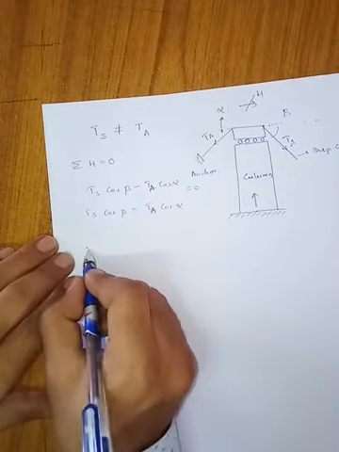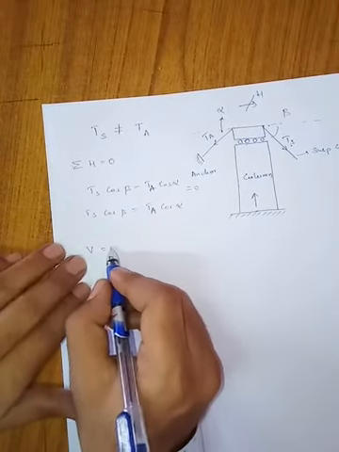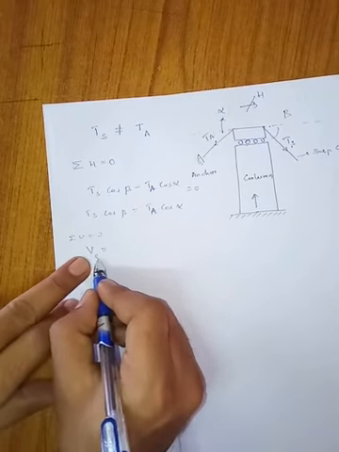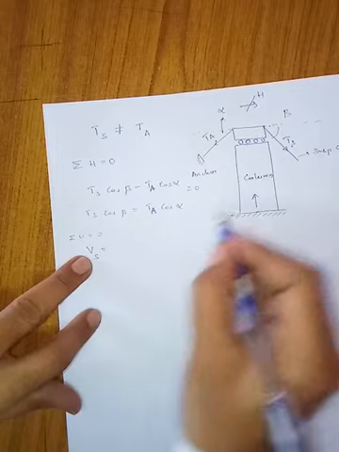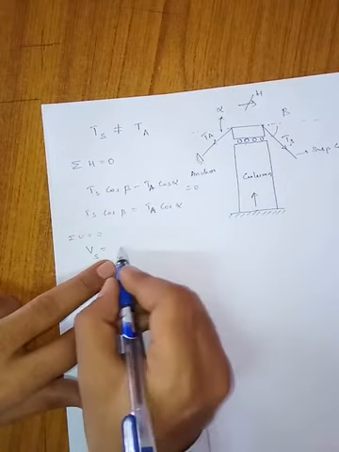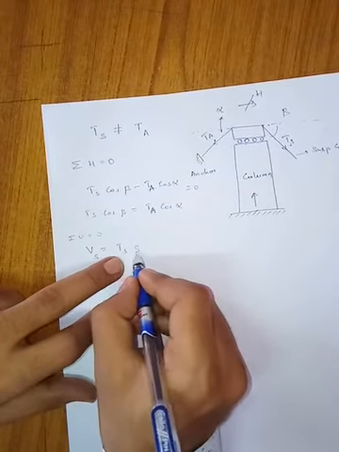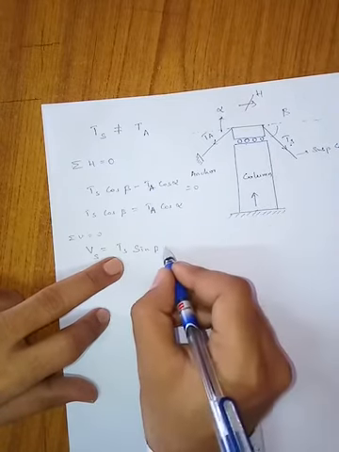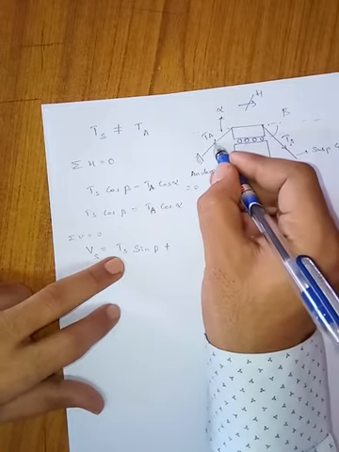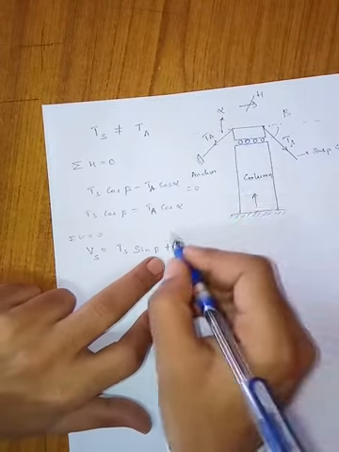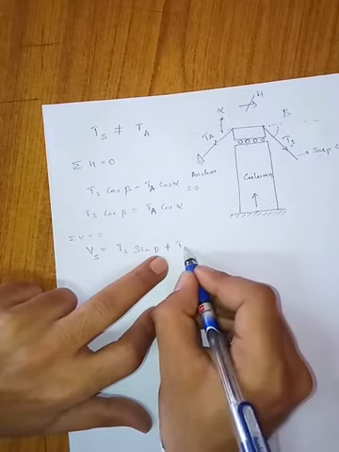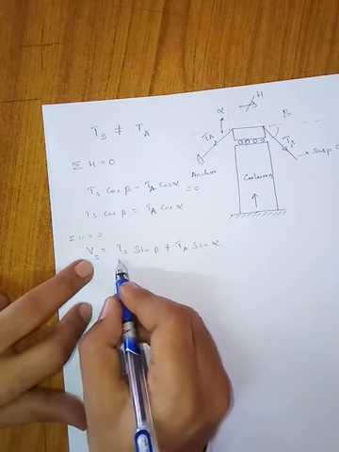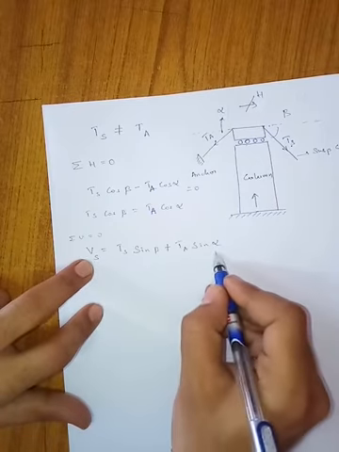How to find the vertical reaction? Use the equation summation V is equal to 0. The vertical reaction from the structure is equal to the vertical component of the suspension cable, TS sine beta. This component is downward, so the reaction will be upward. Similarly, TA sine alpha is downward, so the reaction will be upward. The vertical reaction from the support will be TS sine beta plus TA sine alpha.